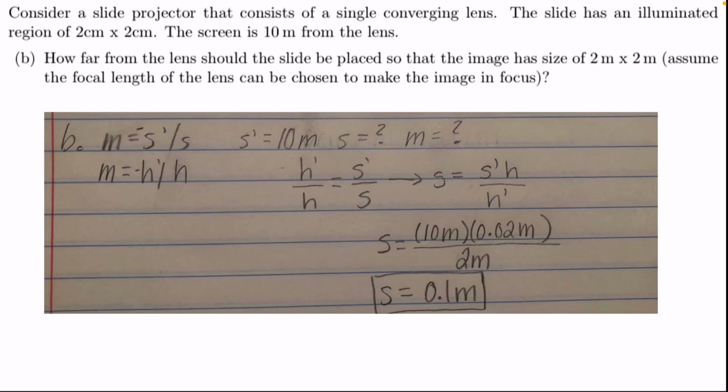The tricky thing here is always remembering to make sure your units are all the same, remembering to change 2 centimeters to 0.02 meters to get the correct value of s. And s comes out as 0.1 meters. So that's the distance you want the object to be from the lens in order to get that final image of 2 by 2 meters.